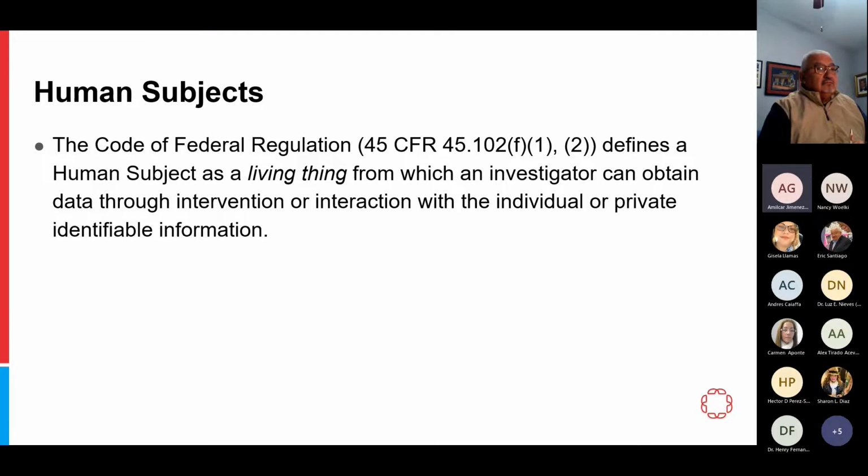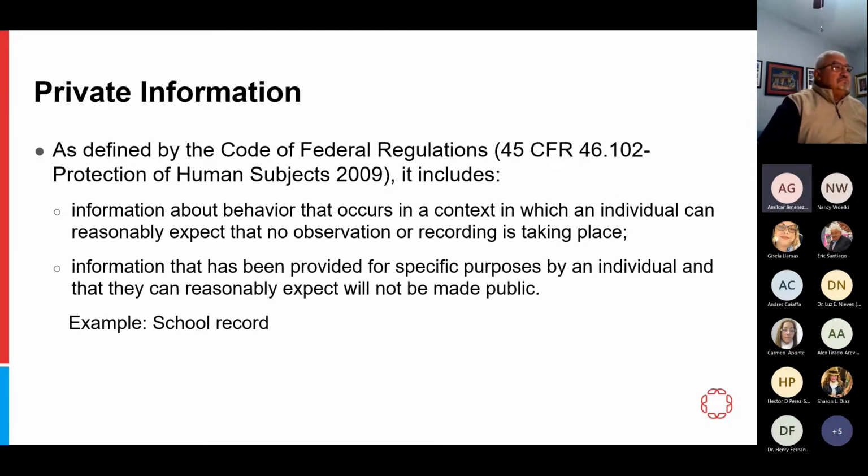Human subjects. The Code of Federal Regulations defines human subject as any living individual from whom an investigator or researcher can obtain data through either intervention or interaction with that individual, or private identifiable information. And this is very interesting because sometimes we tend to confuse a little bit what private identifiable information is, but we will see that.